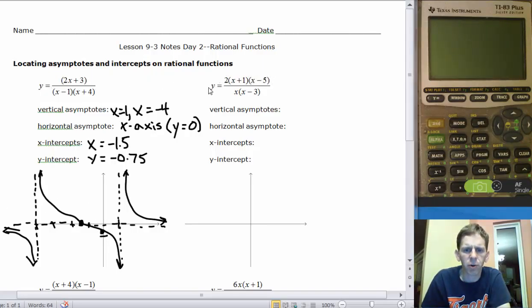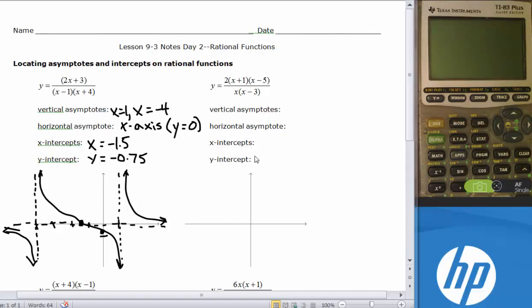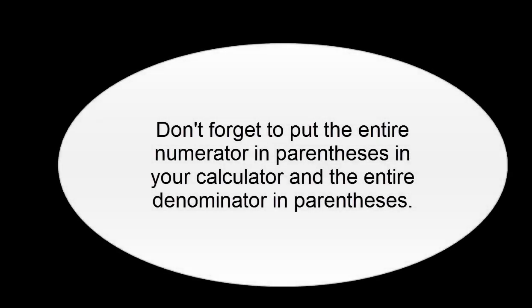For our second function right here, what I'd like you to do in just a moment is pause the video, see if you can find the locations of the vertical asymptotes, x-intercepts, and y-intercept. You can use your calculator to help you out, but it will involve values that are in this equation. Wait on the horizontal asymptote. We'll talk about this in a moment. The hint is it's not the x-axis this time. But pause the video, see if you can come up with vertical asymptotes, x-intercept, and y-intercept, and we'll see what you came up with.